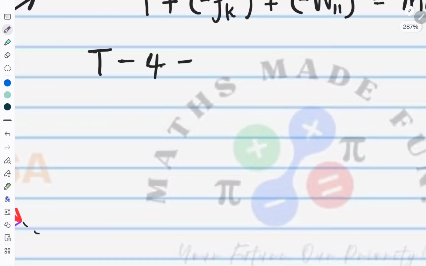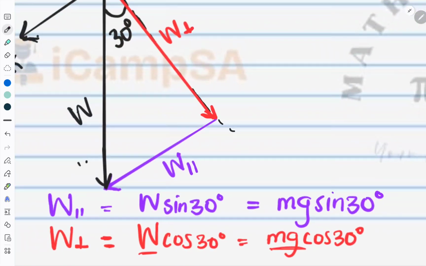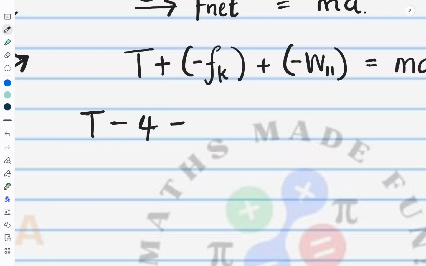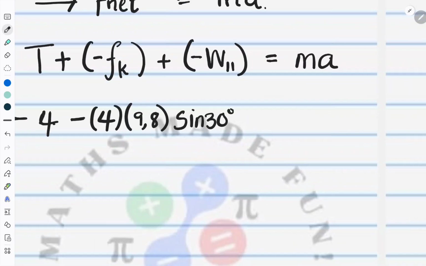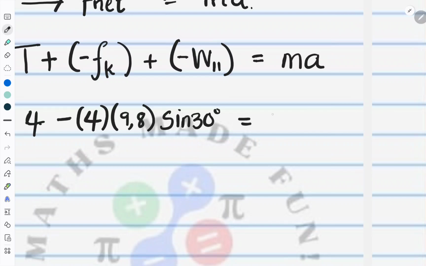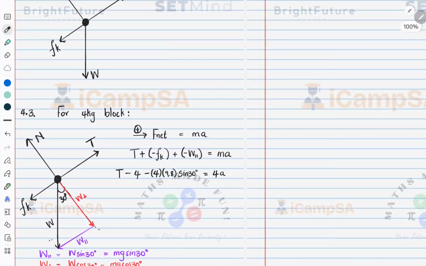So now, come back here. You substitute now. What's mg sine? We said mg sine 30 for weight parallel. So therefore, we will have 4, that's m, g is 9.8, sine 30 degrees, okay? And then our mass is 4 again times a. So we don't know what a is. We're not told.